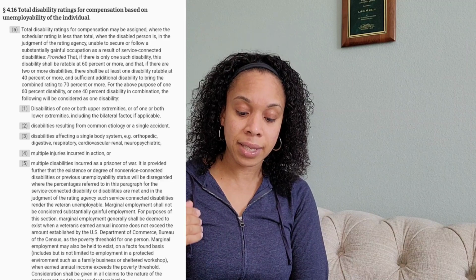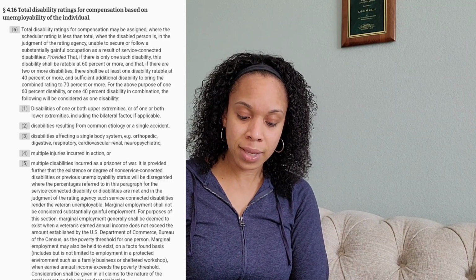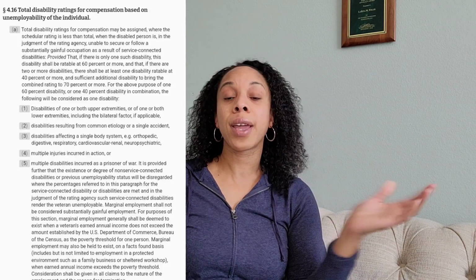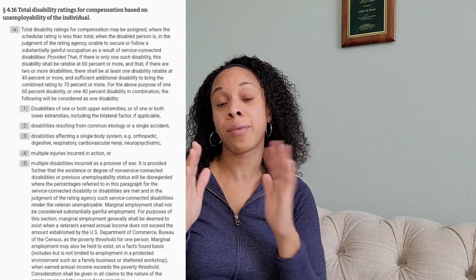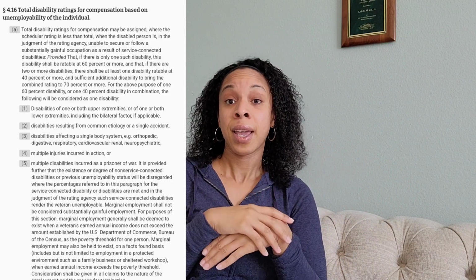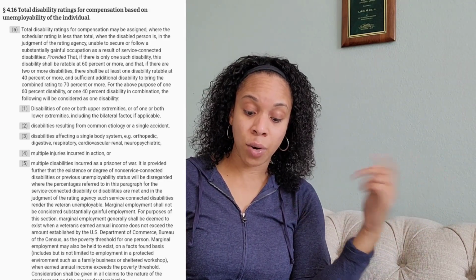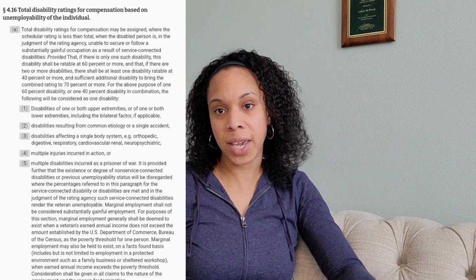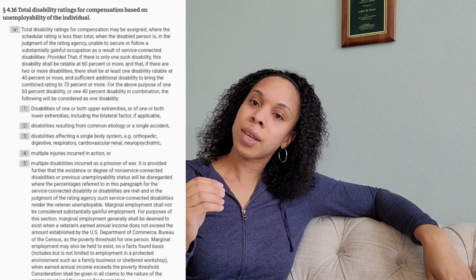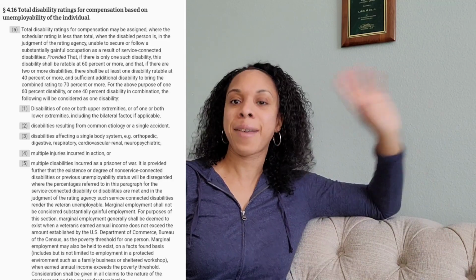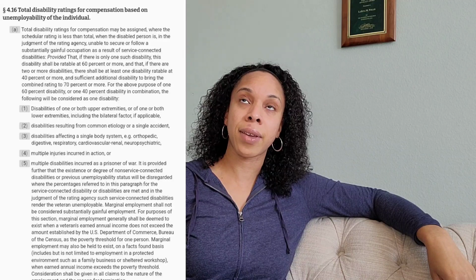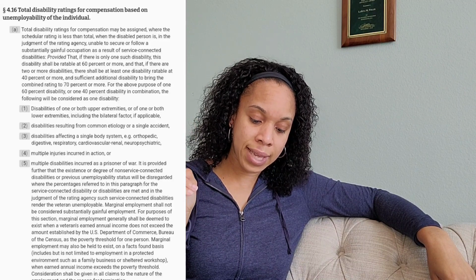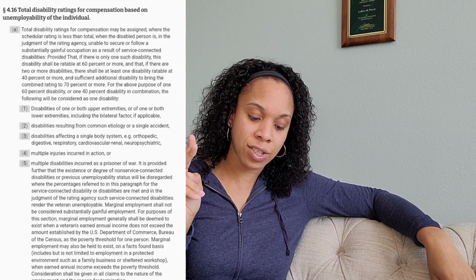So let's say the disabilities of one or both upper extremities or one or both lower extremities, including the bilateral factor. Let's say it doesn't add up right now to the 40, you don't have anyone rated at 40%. I'm talking about if you have multiple disabilities, but you have disabilities of one or both upper extremities or lower extremities, your legs, your feet, your toes, and those combine to add up to 40%. Then that meets the requirements, having one disability rated at 40%.